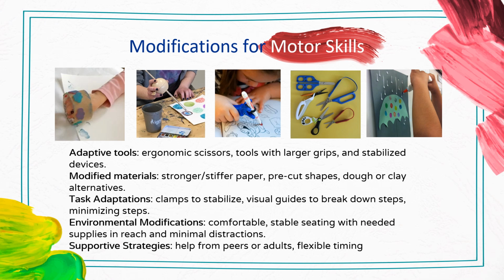Task adaptations, such as clamps to help stabilize if they only have one arm and they can't hold down the paper with their other. Visual guides to break down the steps or minimize the steps. Environmental modifications. We can help with seating them appropriately and the best way so they can reach all their things. And just supportive strategies. So some training for their paras or the adults that are working with them.